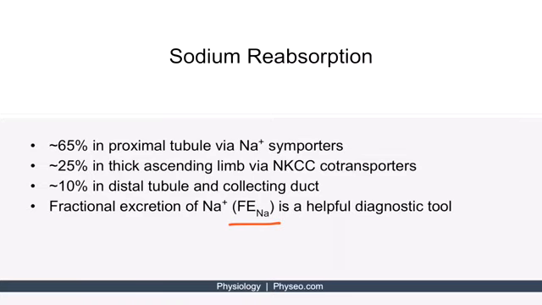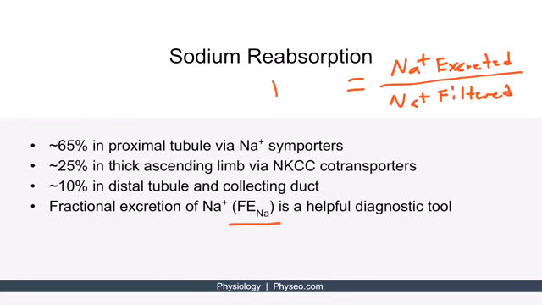If it is high, it implies renal dysfunction. So let's first look at FeNA conceptually. It is the amount of sodium excreted divided by the amount of sodium filtered. So this is equal to the FeNA. If more is excreted, an increase in FeNA, then less is being reabsorbed. If less is being reabsorbed, then the tubules of the nephron are not performing their functions properly.